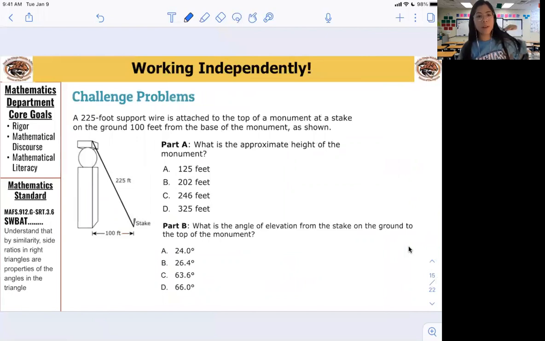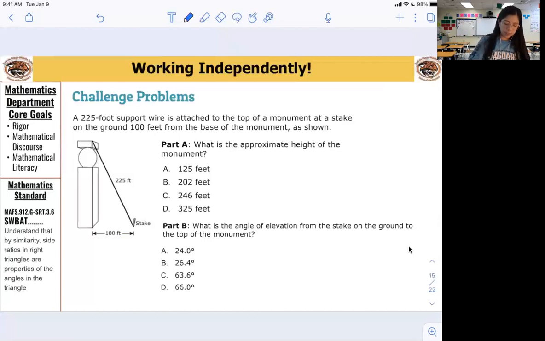Daniel, go ahead and read for us what's going on in this problem. A 225-foot support wire is attached to the top of a monument at a stake on the ground 100 feet from the base of the monument as shown. Part A, what is the approximate height of the monument? Perfect. So we're looking for the height.